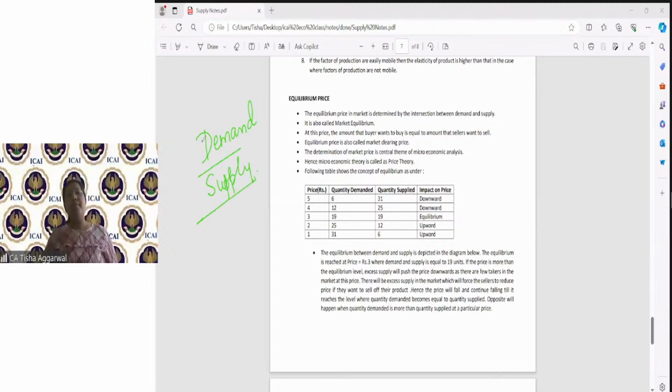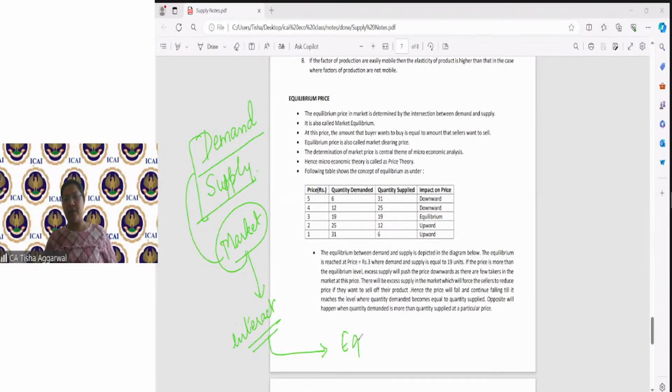The market works with both of them. And when the market works with both of them, they interact. And when they interact, they create a concept called equilibrium. And that equilibrium is known as equilibrium price and equilibrium quantity.